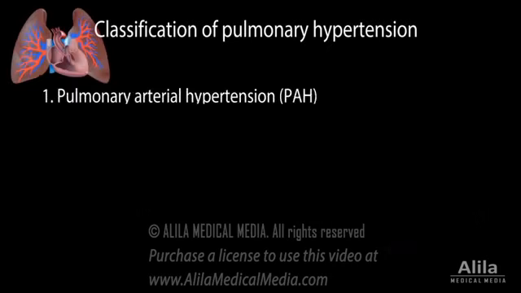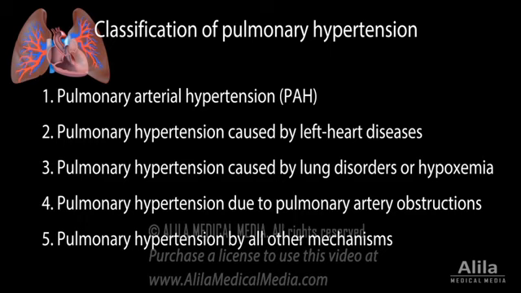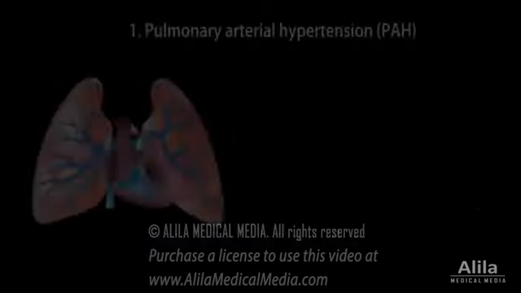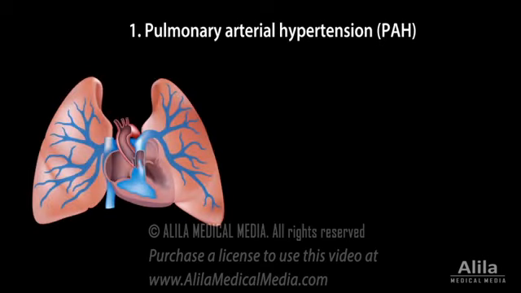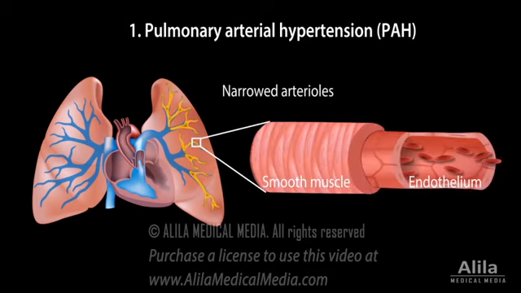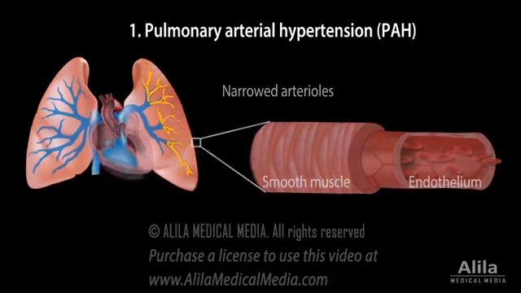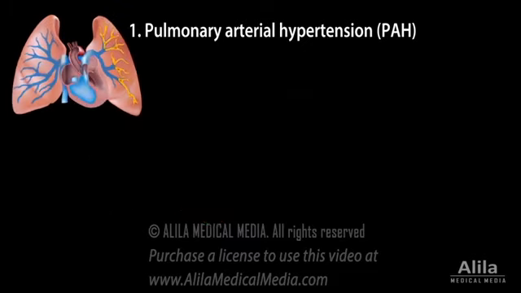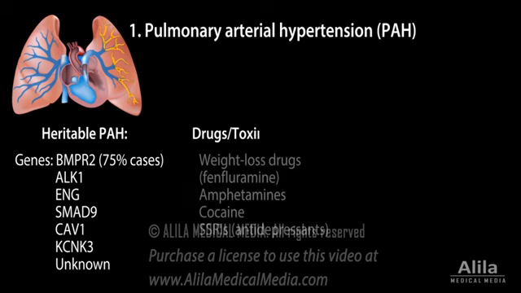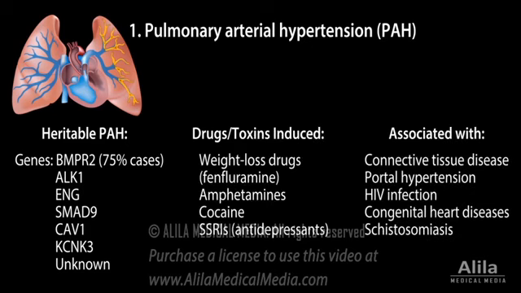Pulmonary hypertension is classified into 5 groups based on the cause and mechanism of the disease. Group 1. Pulmonary arterial hypertension, PAH. PAH affects mostly the arterioles, the smaller arteries of the lungs. PAH can be caused by a number of factors, including genetics, certain drugs, and other health conditions. For many cases, the cause is unknown.